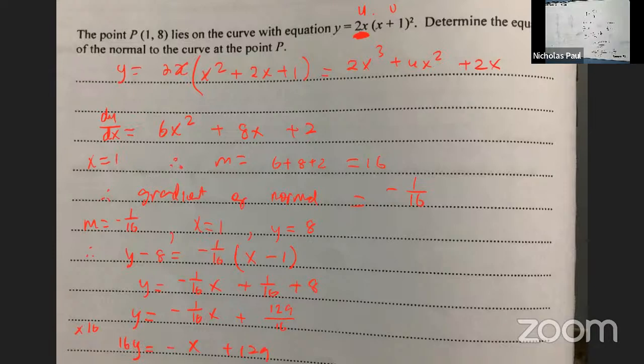Next application, stationary points, right? Any questions online? Amanda, you got 14. Check back here. What did you get for the gradient? 14, 6 plus 8? Just check back your working there. The gradient is 16, right? Okay. Amanda, just check back your gradient there.